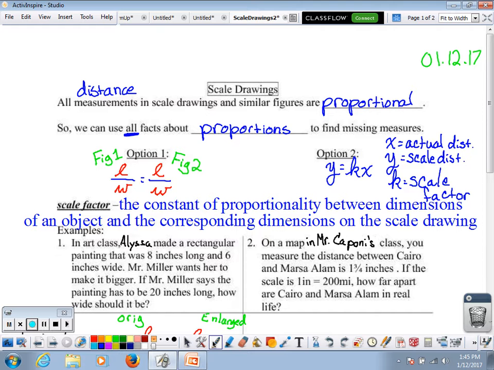What does the word corresponding mean to us? Alike, similar, specifically, they're in the same place. It's the same measurements in the same place. So if we're looking at a map of Pennsylvania, the distance on that map between Pittsburgh and Philadelphia would be proportional to the actual distance in the real world between Pittsburgh and Philadelphia. Now, we're going to use this to answer question number 2.